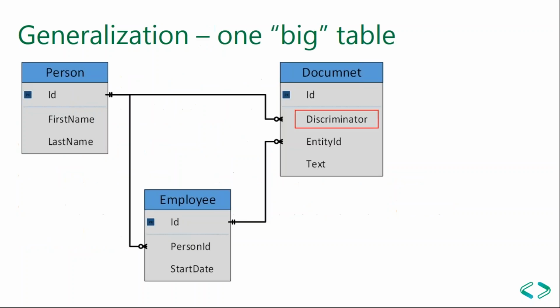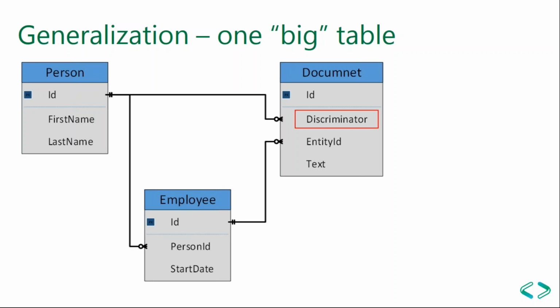Is it good? Maybe. So a person can have a document, and an employee can have a document. So we have a relationship between different entities like person or employee to one table, that document table.